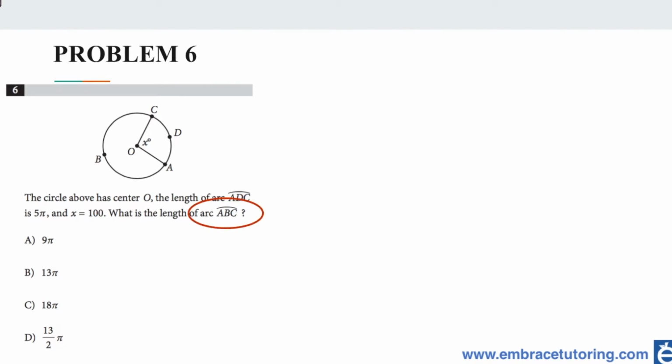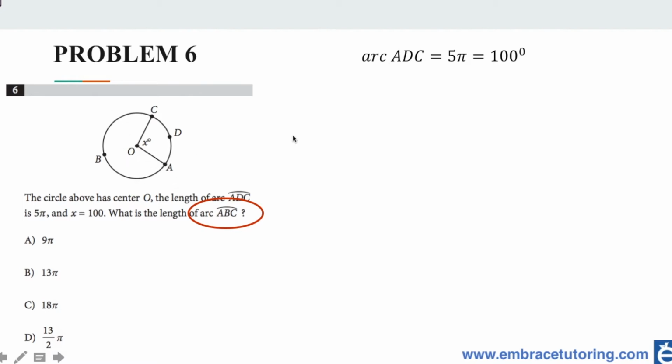Now, it is asking what is the length of arc ABC. So the length of arc ABC here is this outside piece. It does tell you that x is 100 degrees. Because arc ADC is equal to 5 pi, and that is also equivalent to 100 degrees, that means that ABC is going to be proportional to the rest of the circle.